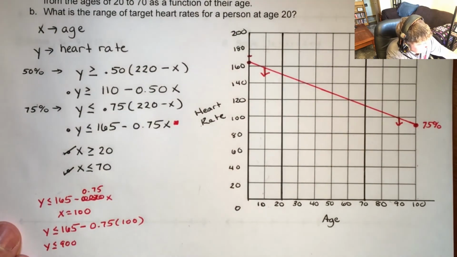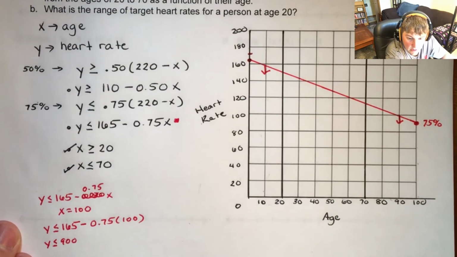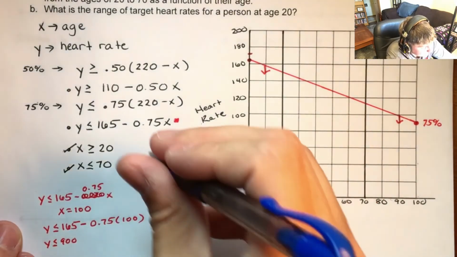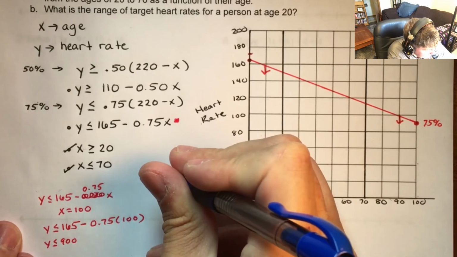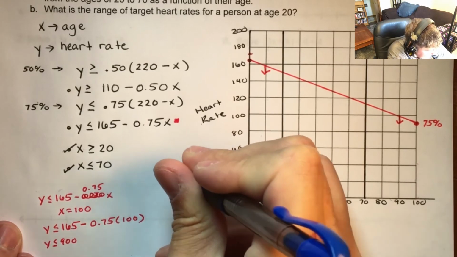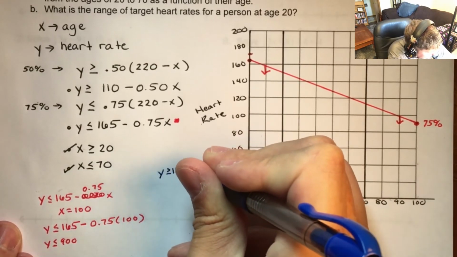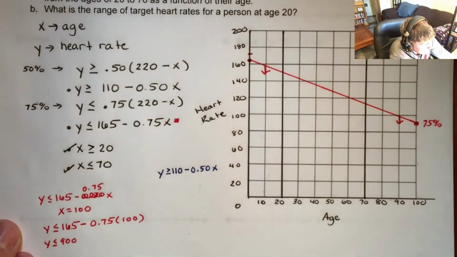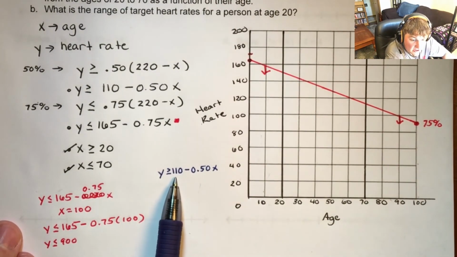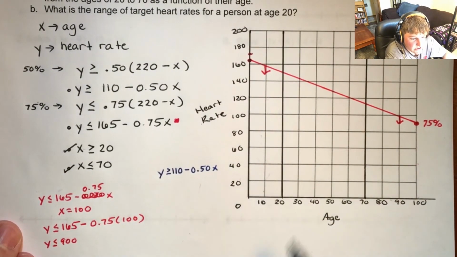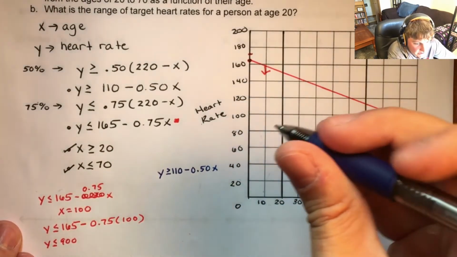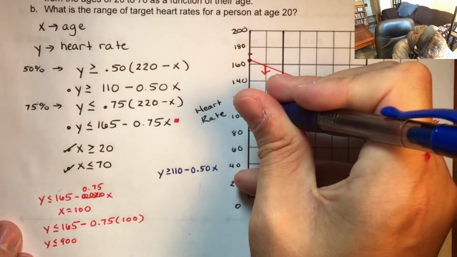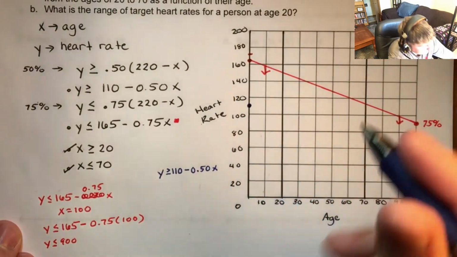Okay. Now let's go ahead, and my next one will be in blue. Let's do the 50% line. So that's y is greater than or equal to 110 minus 0.50x. Okay, we know that this graph is going to start at 110. So let's go ahead and find that. So this is 0. Here's 100. Here's 120. So reasonably 110 is exactly in between.